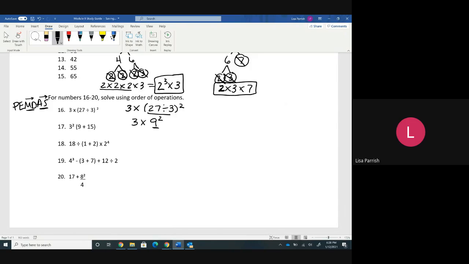I have an exponent right here. So I need to do 9 to the second power. 9 to the second power means 9 times 9, which is 81. It's not 9 times 2. Remember, you don't multiply the base and the exponent. So this is 3 times 81. And now I'm down to the last step. There's nothing else to do but multiply. So 81 times 3, 8 and 3 is 24. So this becomes 243, and that's where we made our cyclone.